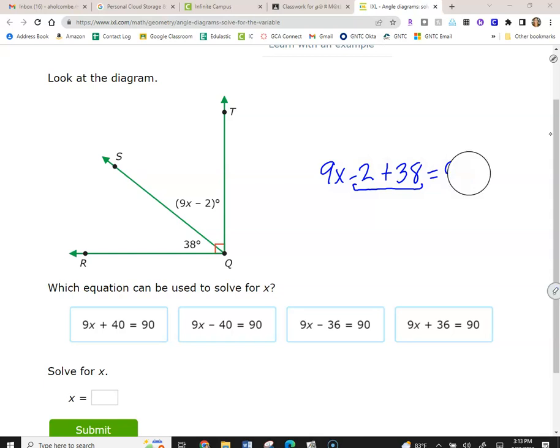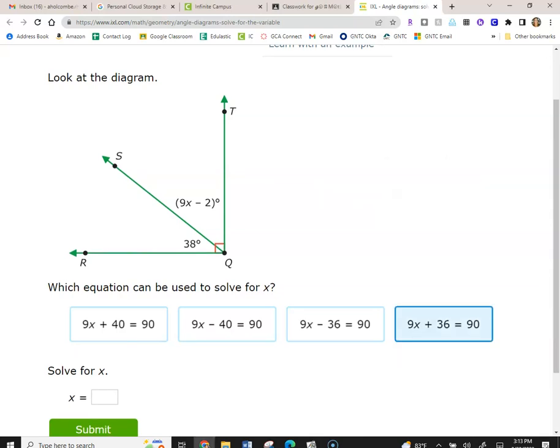Okay. Then you have to solve it. So you'll subtract 36, divide by 9. That'd be 54 divided by 9 is what? 6.